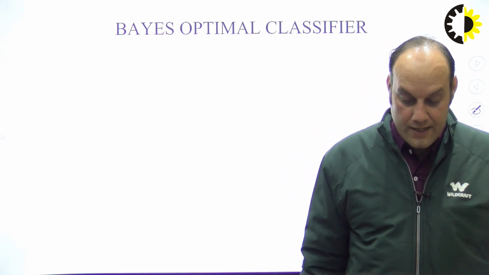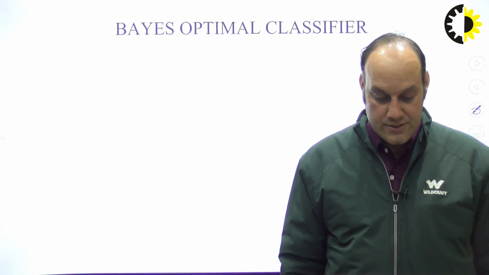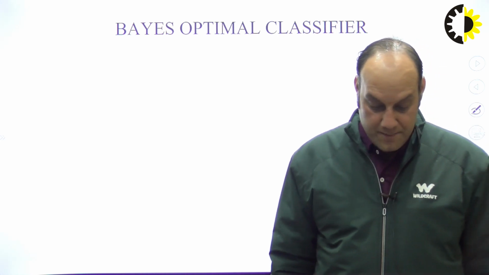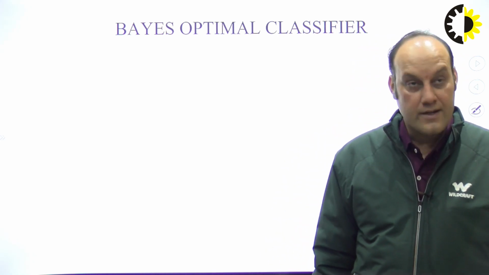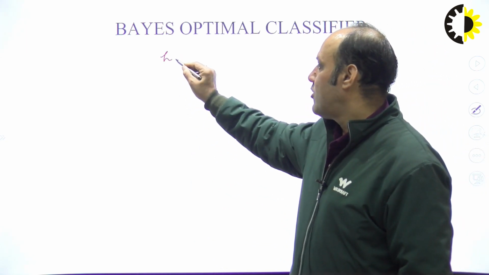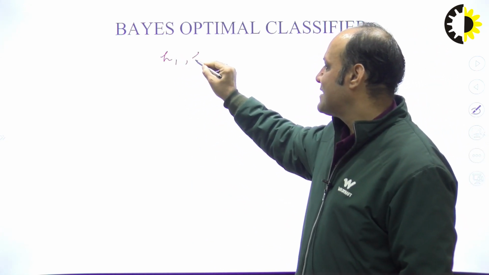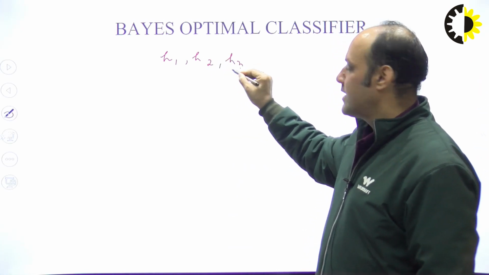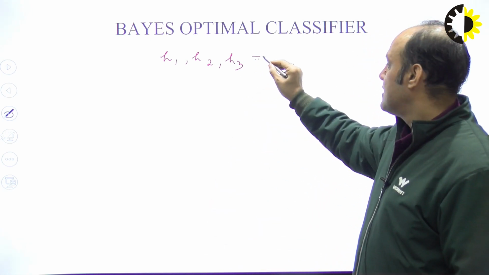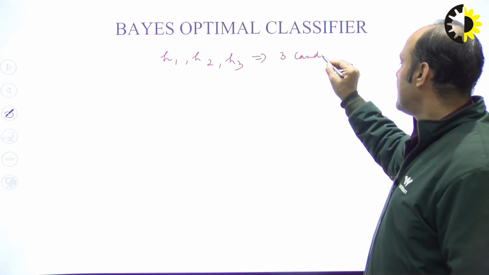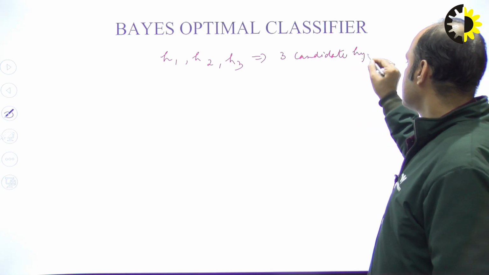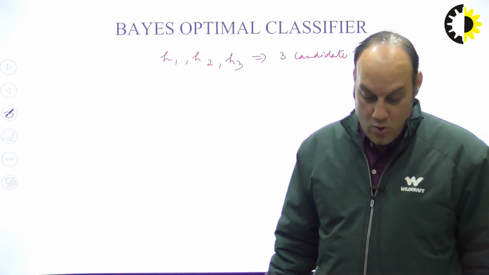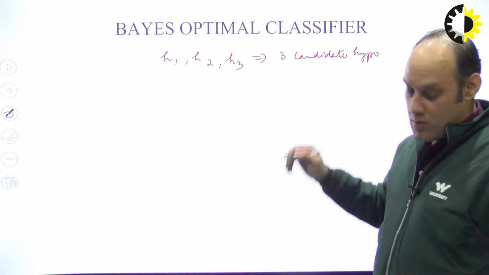If we are given the training data, from the training data we learn H map. H map is the most probable hypothesis. But H map is not the most optimal classification. For example, I have taken three hypotheses, H1, H2, H3. These are the three candidate hypotheses belonging to the hypothesis space.